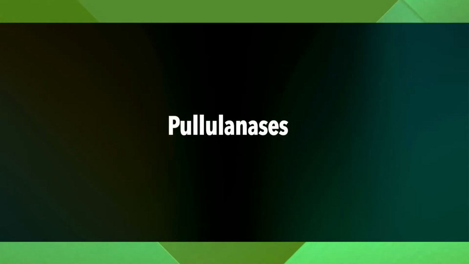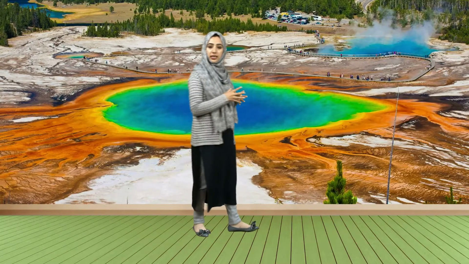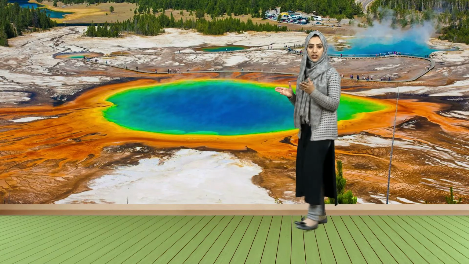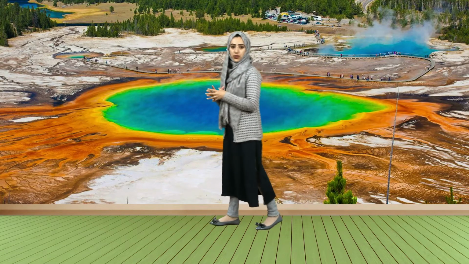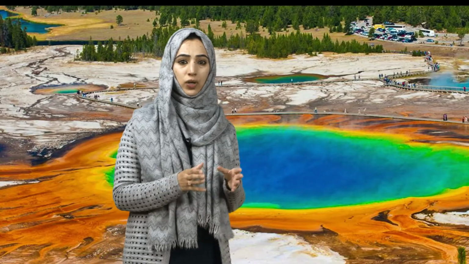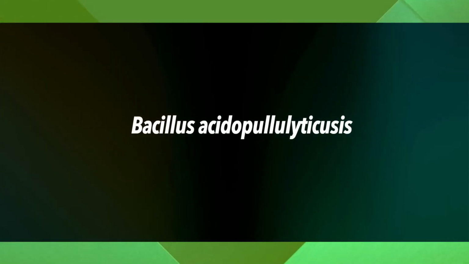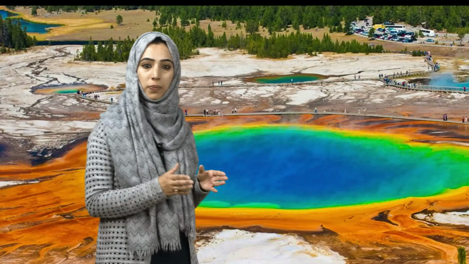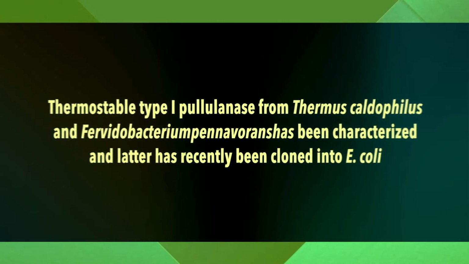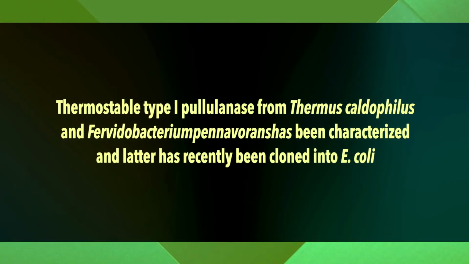The next we have pullulanases. Type 1 pullulanase cleaves alpha-1,6 bonds in starch and is an example of a debranching enzyme. It is used in the production of high glucose syrup from polysaccharides. For industrial purposes, the pullulanase from Bacillus acidopullulyticus is often used in combination with the glucoamylase from Aspergillus niger. Thermostable type 1 pullulanase from Thermus caldophilus and Fervidobacterium pennavorans has been characterized, and the latter has recently been cloned into E. coli.